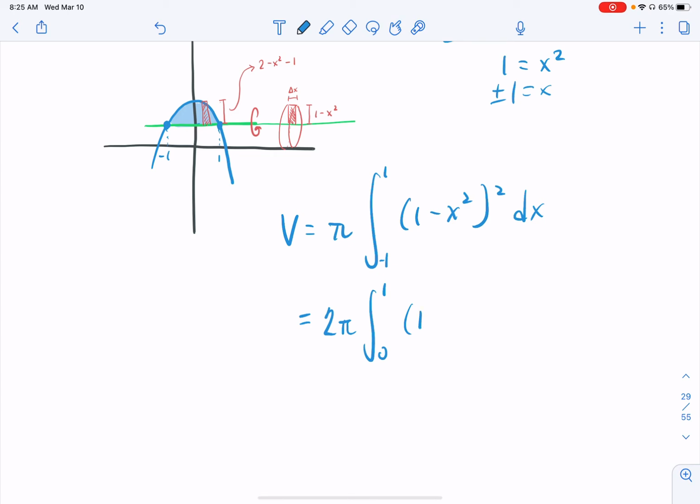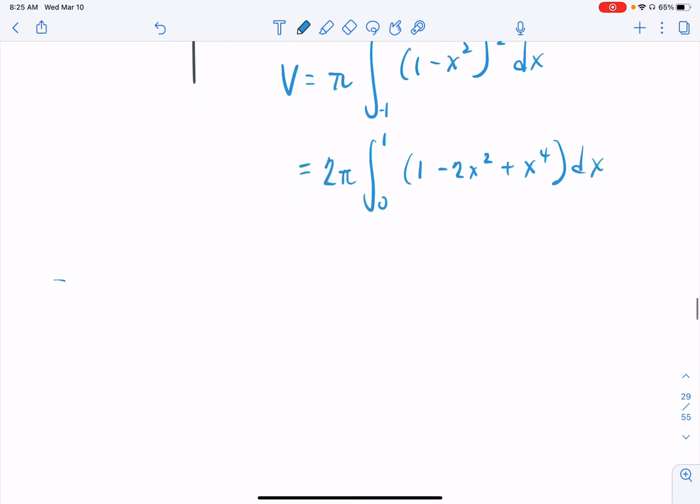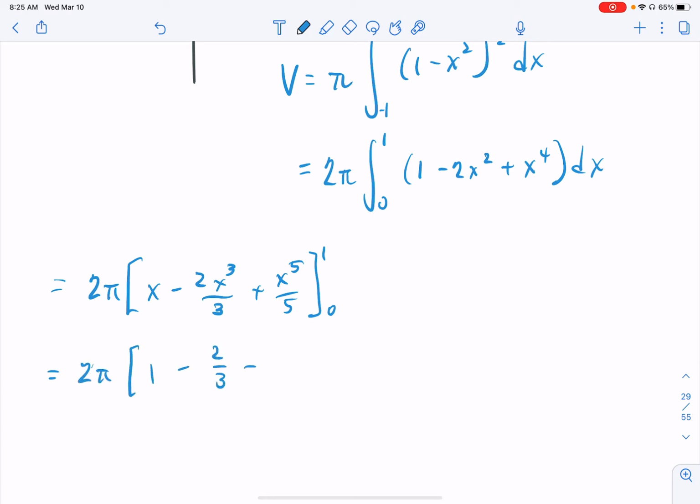All right, let's square this thing out. I'm going to have 1 minus 2x squared plus x squared squared, x to the fourth, dx, which is equal to 2 pi times the antiderivative. That'll be x minus 2x cubed over 3, and then plus x to the fifth over 5. This is handy because all we have to really do is stick in 1. Stick in 0, they all cancel out, so I'm going to ignore it. So 2 pi, 1 minus 2/3 plus a fifth.